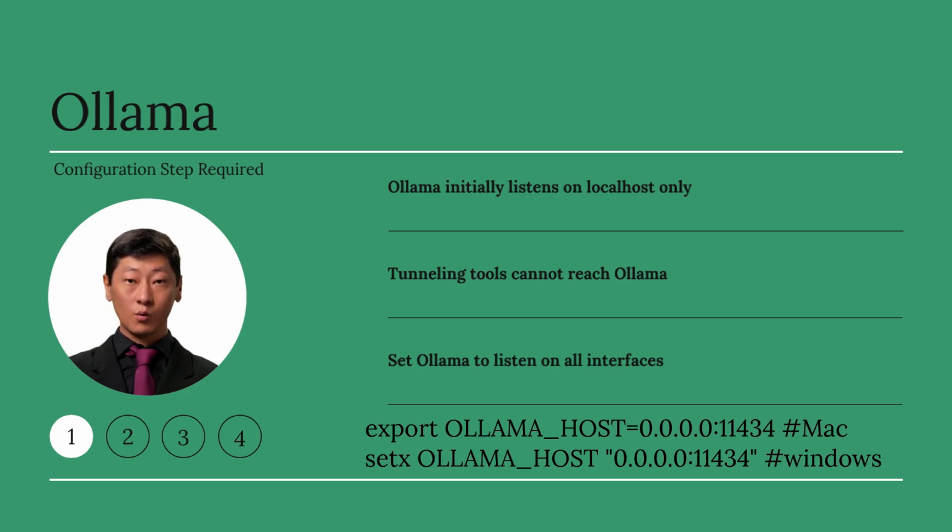For Linux or macOS, use export OLLAMA_HOST=0.0.0.0:11434. On Windows, use setx OLLAMA_HOST "0.0.0.0:11434". After setting OLLAMA_HOST, restart Ollama so the change takes effect.